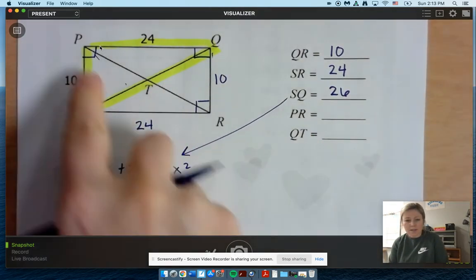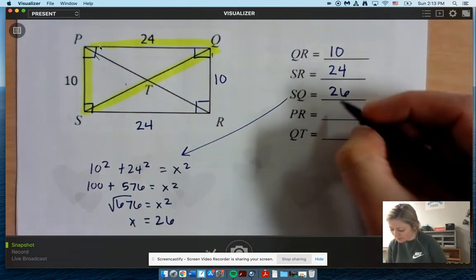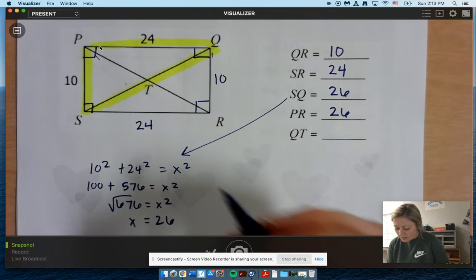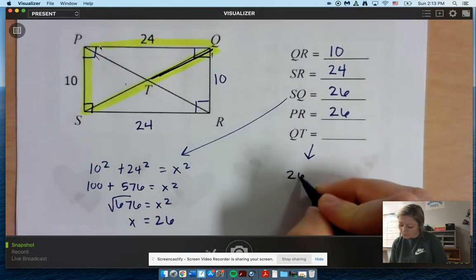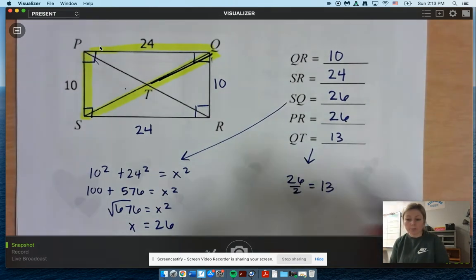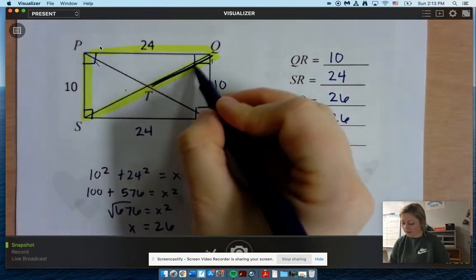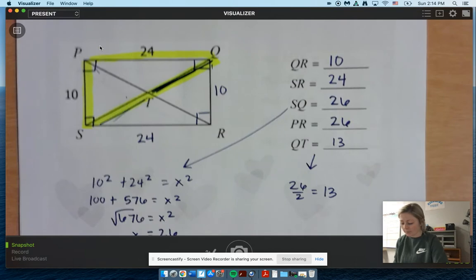PR is our other diagonal. And remember, our diagonals in a rectangle are congruent, so that's also 26. And then our last length we are looking for is QT. So that's half your diagonal. So 26 divided by 2 is 13. And if you're forgetting, why did I know it's half? Well, remember, in a parallelogram, your diagonals bisect each other, which means they cut each other in half. So this half is equal to that half. Pretty easy, right? Not too bad, I hope.